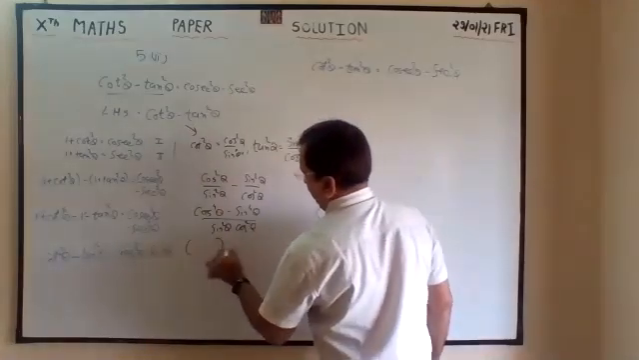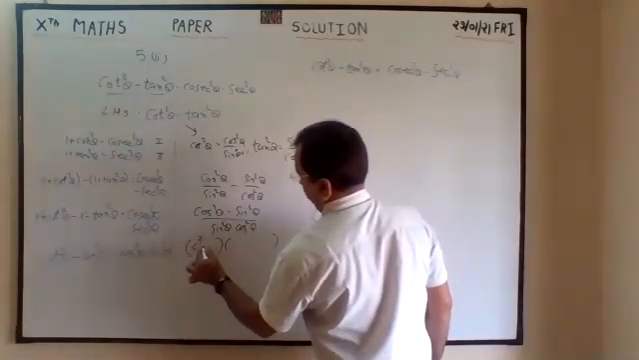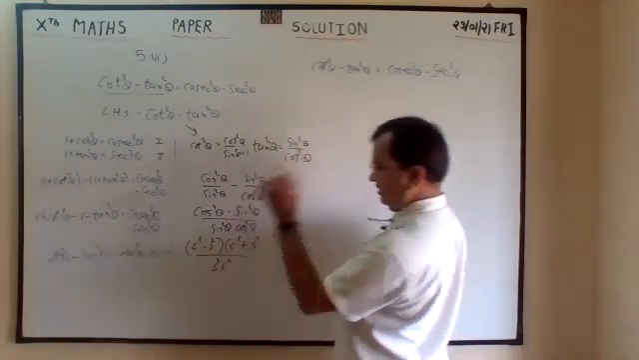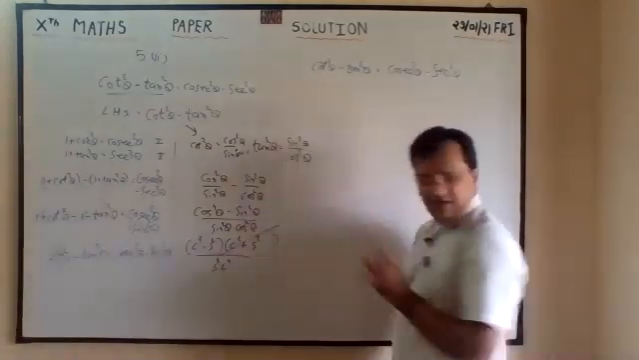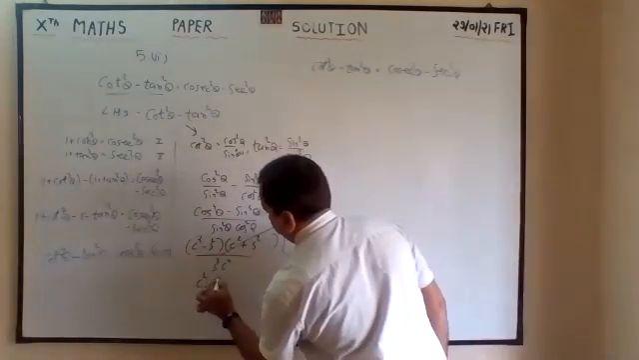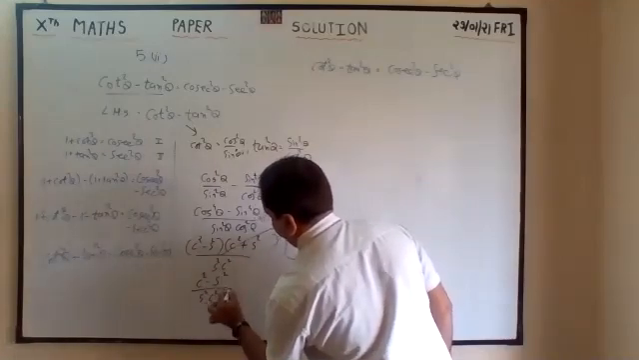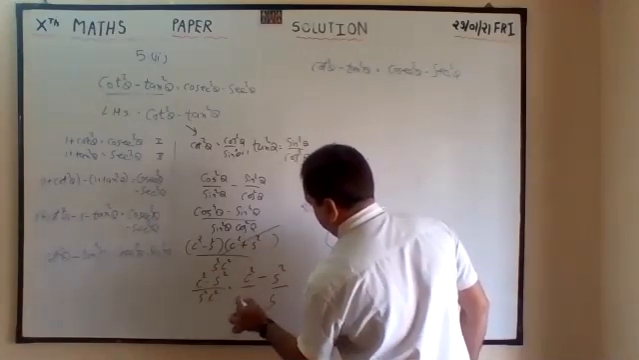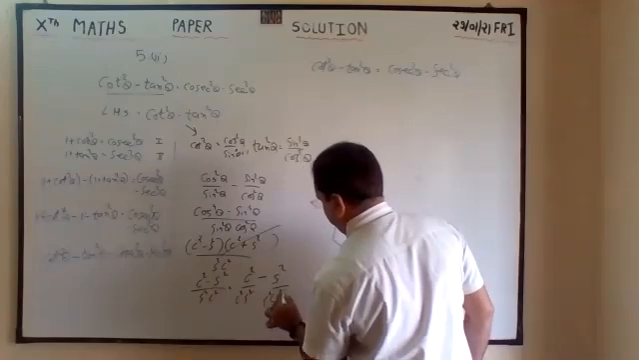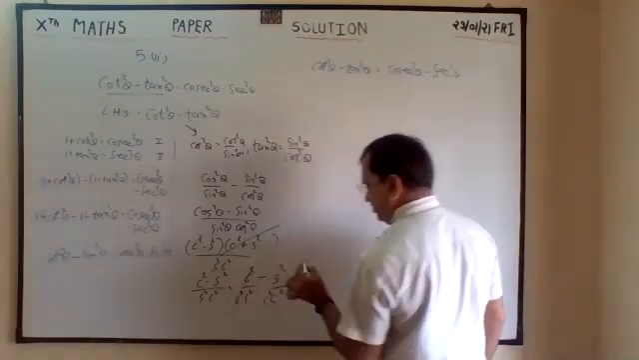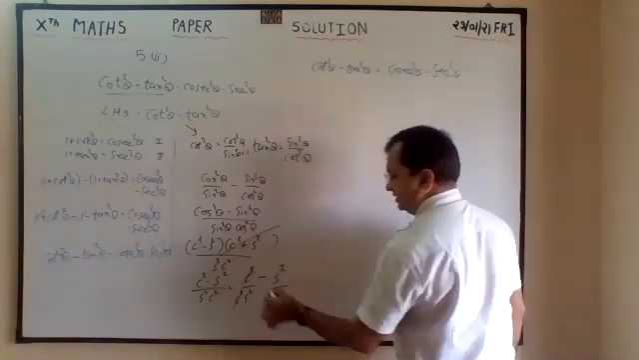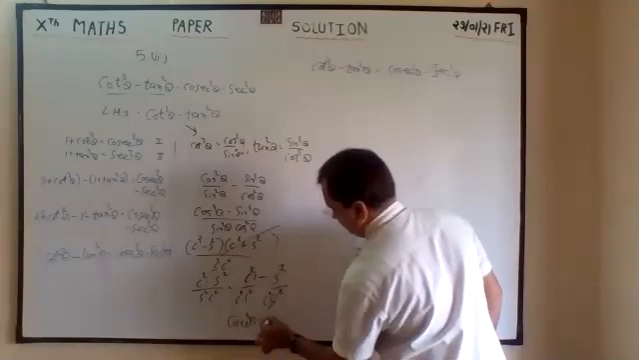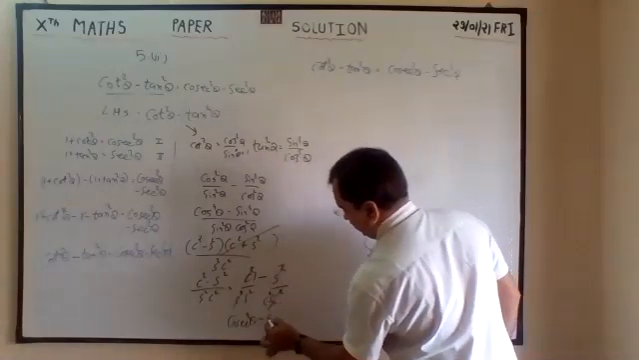Now this I can write in two ways: cos square minus sin square, cos square plus sin square, and sin square cos square. Sin square plus cos square is 1. So cos square minus sin square over sin square cos square. That you can separate: cos square over sin square cos square minus sin square over sin square cos square. Here cos square will cancel, sin square will cancel. So 1 by sin square is equal to cosec square. 1 by cos square is equal to sec square.